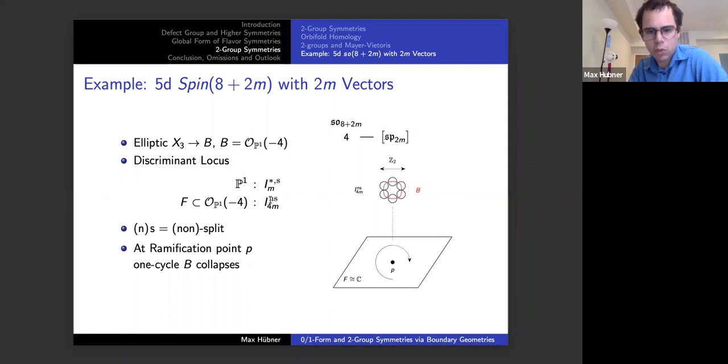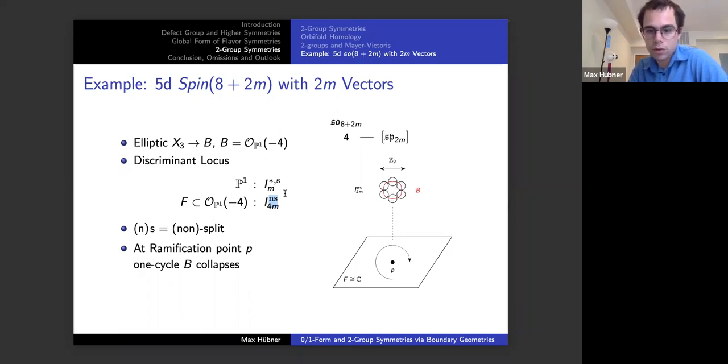And I want to say a bit about what non-split means topologically. Here on the right-hand side, I've drawn this discriminant locus. Let's, for a moment, assume that we've resolved the singularity and introduced these exceptional curves. Whenever the singularity is non-split, that means there exists a ramification point such that if I go around it, the resolved fiber is acted on by an automorphism.